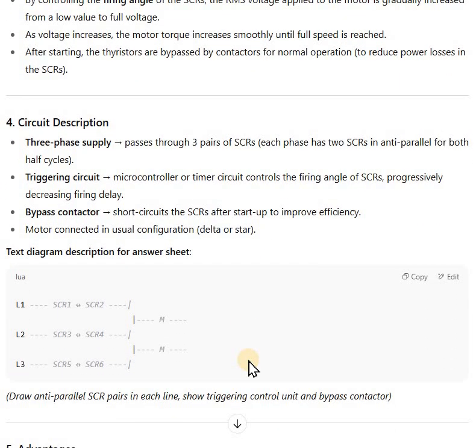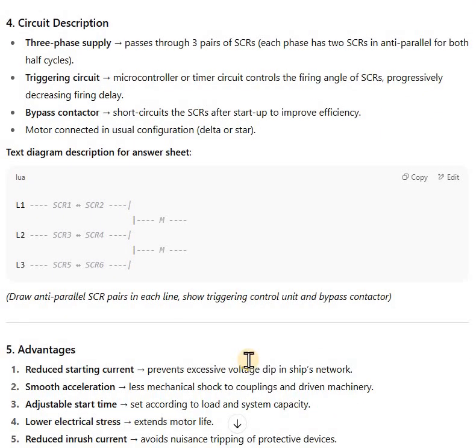Again, the circuit description: the three-phase supply passes through 3 pairs of SCRs. Each phase has 2 SCRs in anti-parallel for both half cycles. The triggering circuit will be a microcontroller or a timer control that controls the firing angle of the SCR, progressively decreasing the firing delay. Also, the bypass contactors short circuit the SCR after startup to improve the efficiency. The motor is connected in the usual delta configuration.